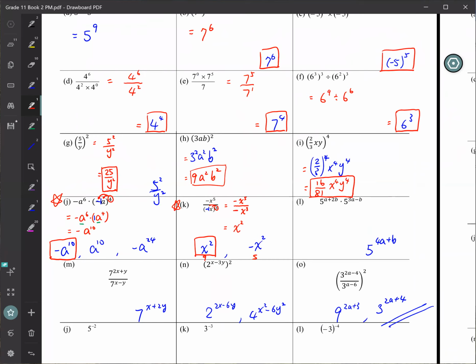So J and K is like a pair, okay? GHI is also like a group. Those ones are similar. And then the rest, L, M, and O, they are also similar, all right? So let's look at M now, L.